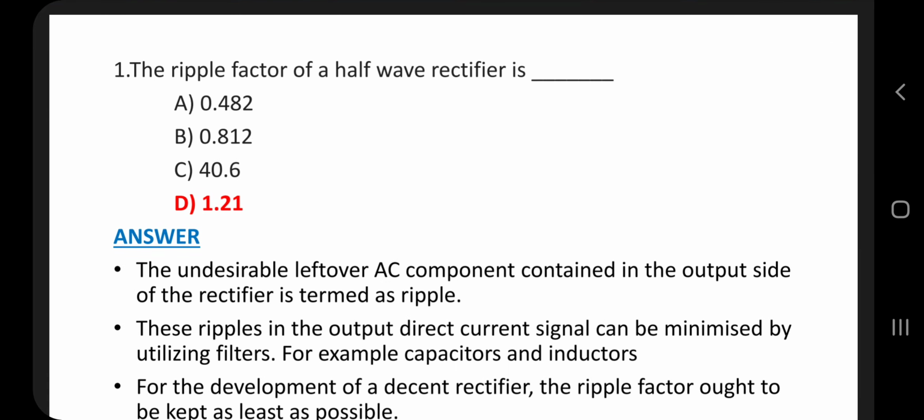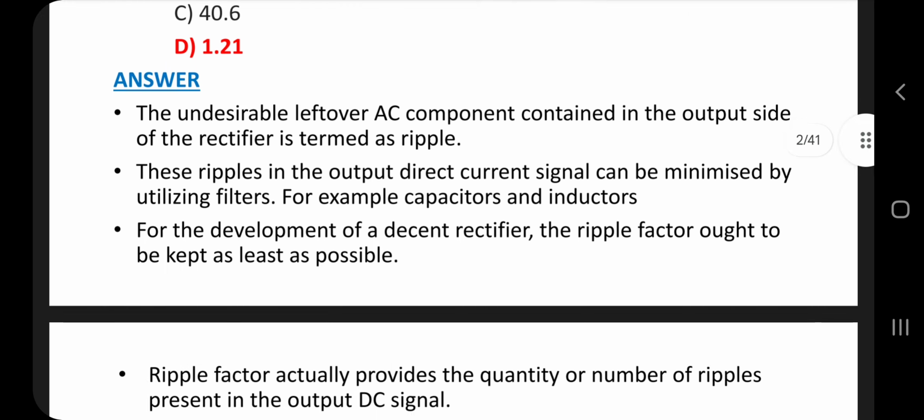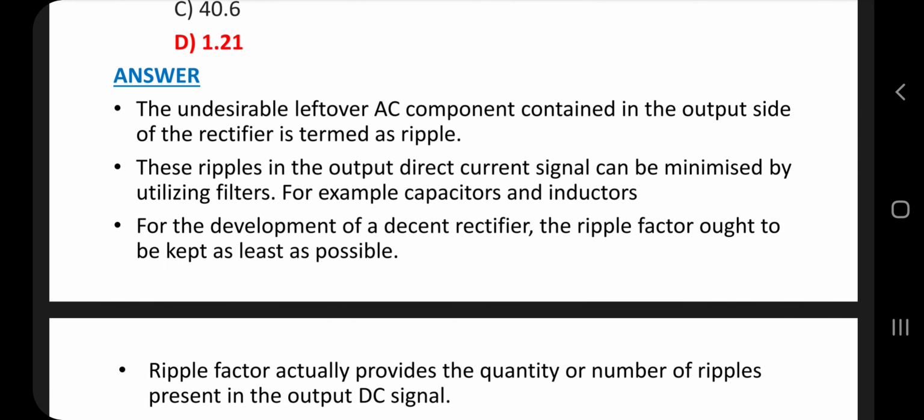The ripple factor of a half wave rectifier is, answer is option D, 1.21. The detailed answer. What is a ripple factor?